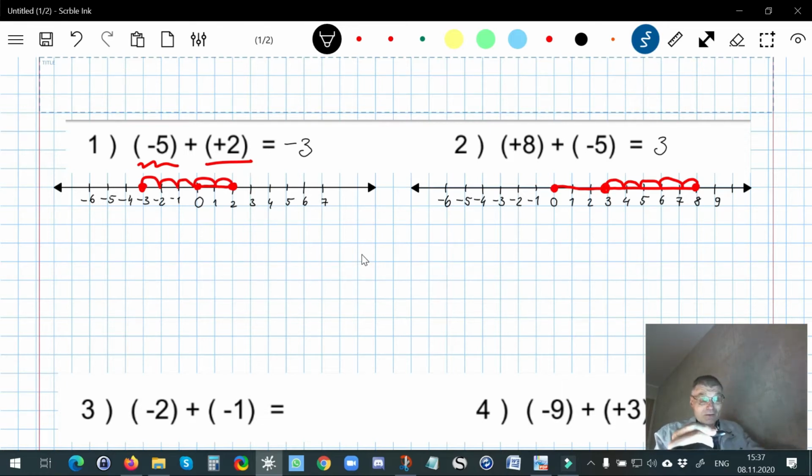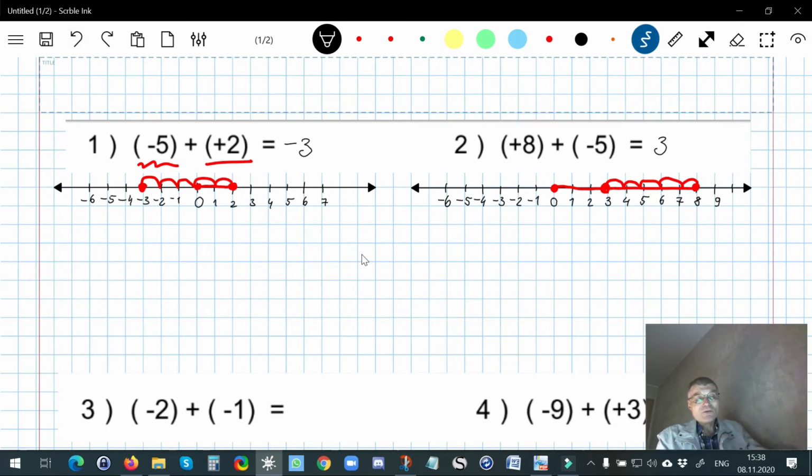We can first determine which absolute value is greater. The absolute value of negative 5 is 5, and the absolute value of positive 2 is 2. So we see that the first number has a greater absolute value. It means that the sign of our answer will be negative. So we've predicted this negative sign.